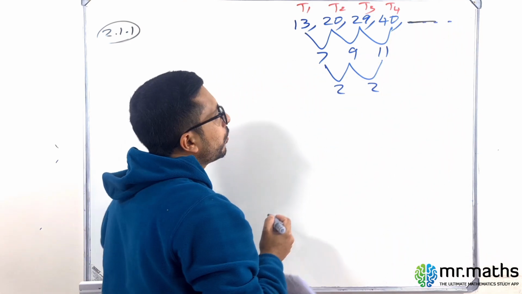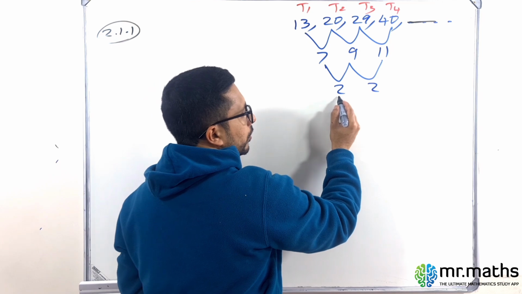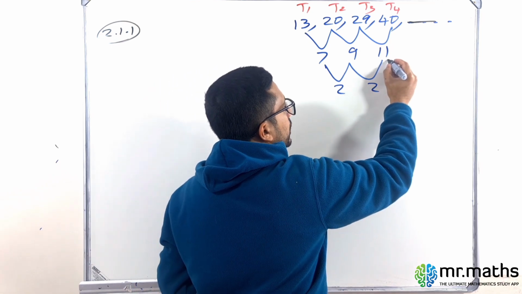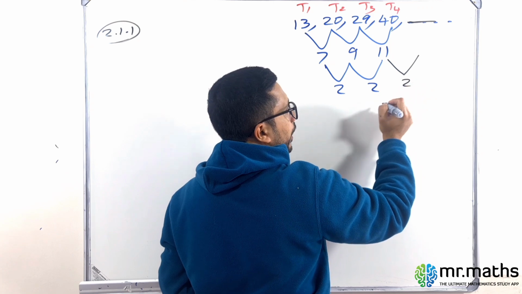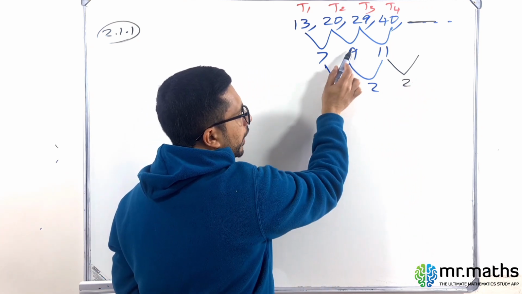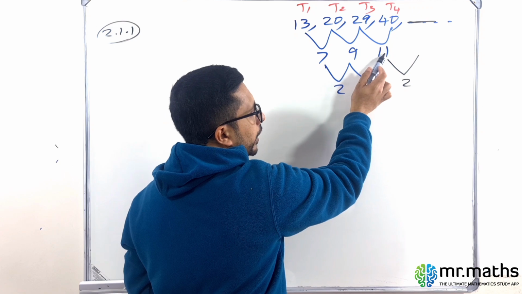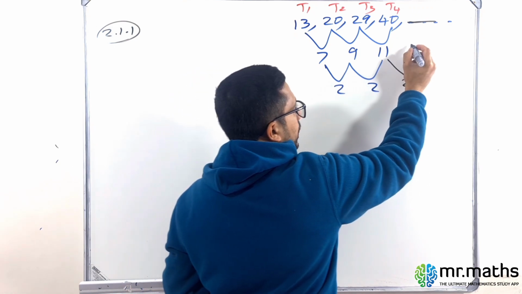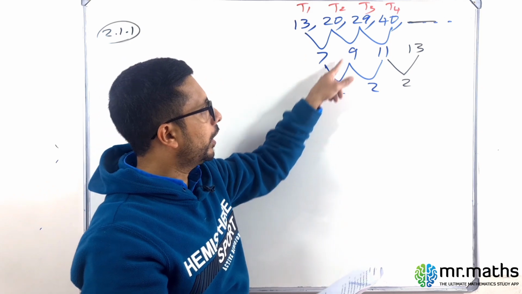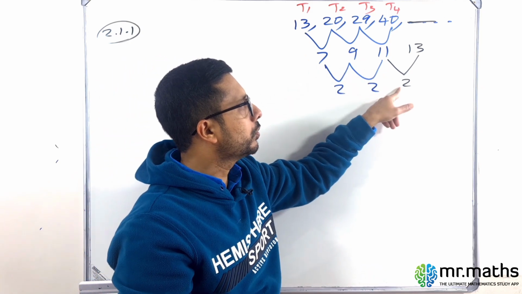Okay, so now how can you find that one? You know, in a quadratic sequence, the second differences are the same. So here this one is 2. Am I right? Okay, so look at this one. How do you get this 9? 7 plus 2, 9. 9 plus 2, 11. So next one is 11 plus 2. That is, here it is 13. Okay, 7 plus 2, 9. 9 plus 2, 11. 11 plus 2, 13.